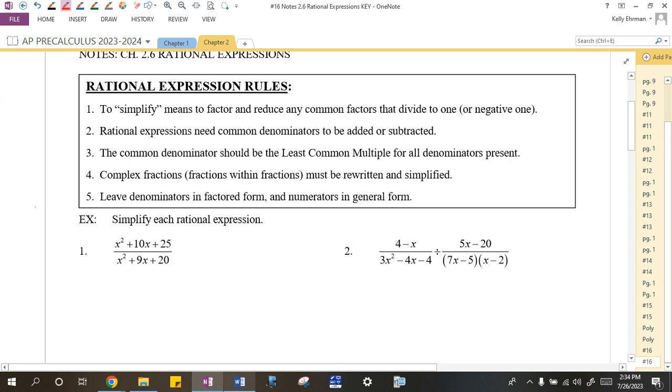These are just expressions. Look at our examples. They're not equal to anything. We're not solving for anything. We're just trying to simplify. So to simplify means you're going to be factoring and reducing as much as you can.